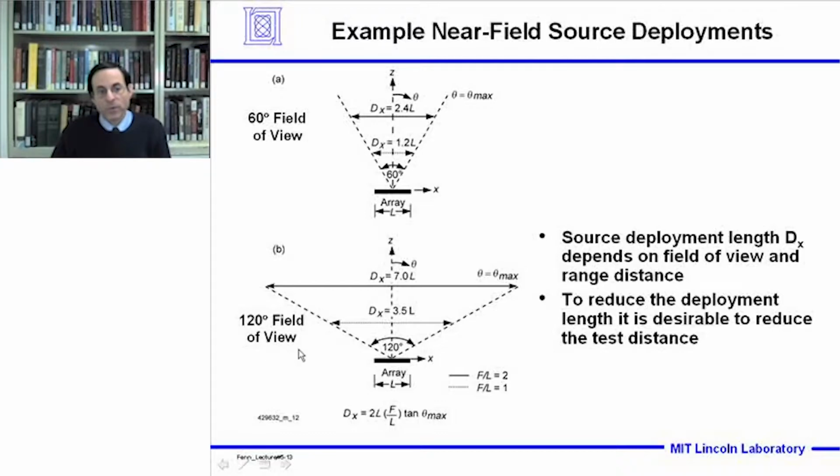So if the field of view is 120 degrees, we require a scanning length of 7 times the aperture length if we're at an F over L ratio of 2. If we can bring the F over L ratio into 1, then the scanning length or source deployment length is 3.5 times the aperture length. So to summarize, the source deployment length depends on the field of view and the range distance, and to reduce the deployment length, it's desirable to reduce the test distance.